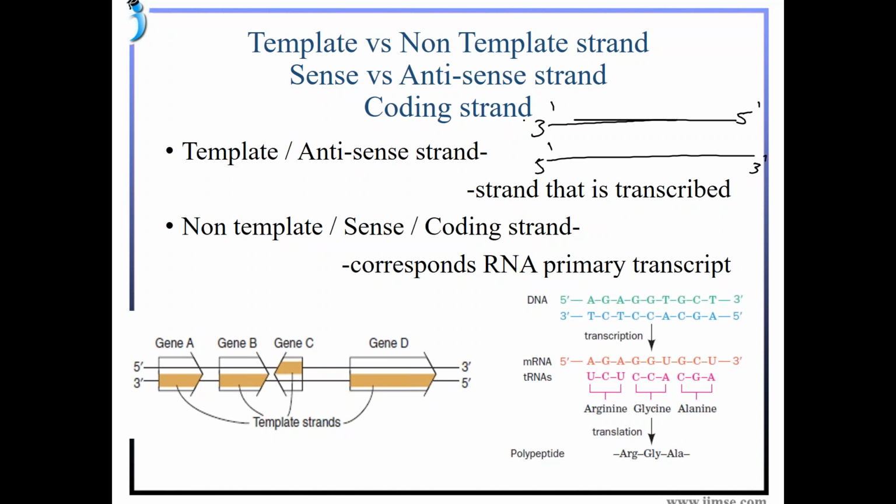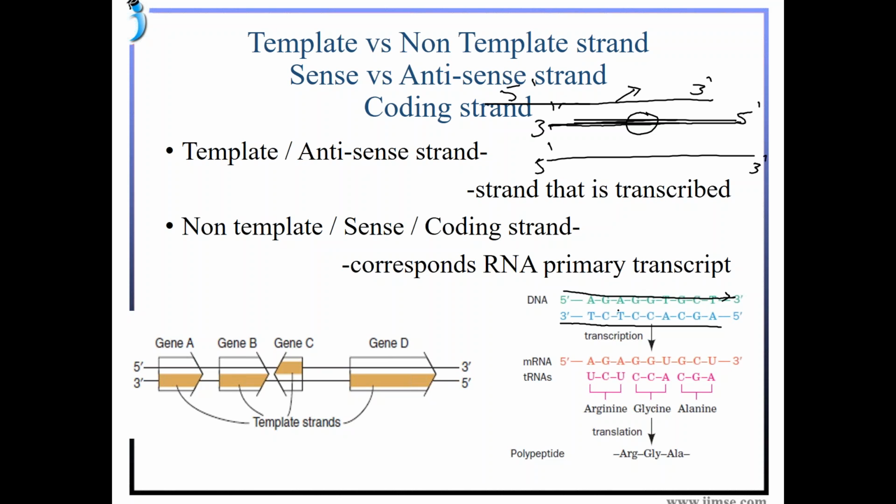I said already that whatever is synthesized will be in the 5' to 3' direction. The strand against which mRNA is synthesized is called the template strand, because it acts as the template based on which RNA polymerase synthesizes the new mRNA strand. See the lower diagram. This is your template strand, and this is your new mRNA strand that is getting synthesized in the 5' to 3' direction.